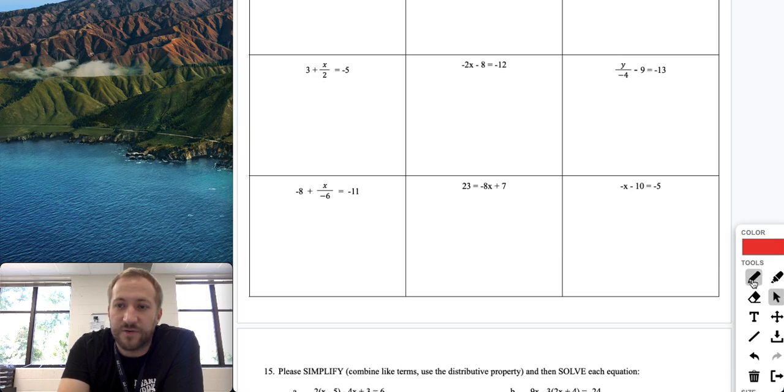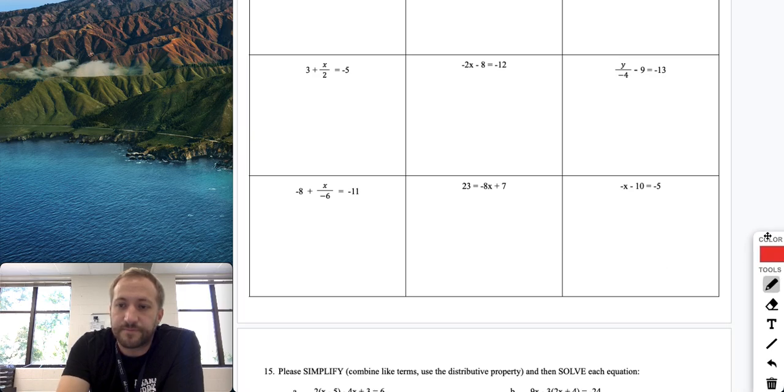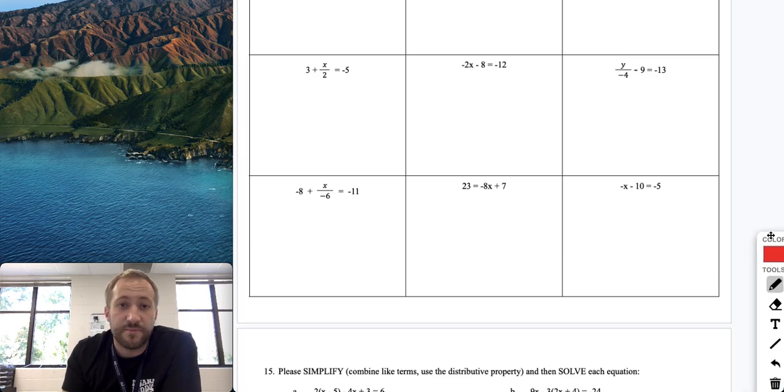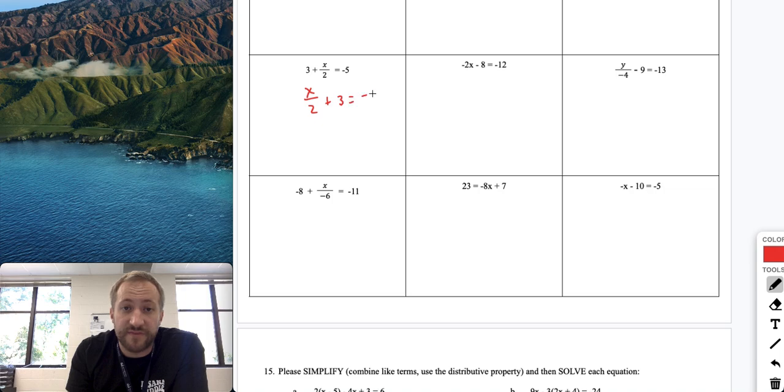All right, let's look at these equations. This one right here says 3 plus x over 2 equals negative 5. This looks a little different because the 3, the constant, is coming first in the equation. That makes no difference. If you wanted to rewrite it as x over 2 plus 3 equals negative 5, to make sure the variable comes first, you totally can, but you don't have to. The same rules still apply.